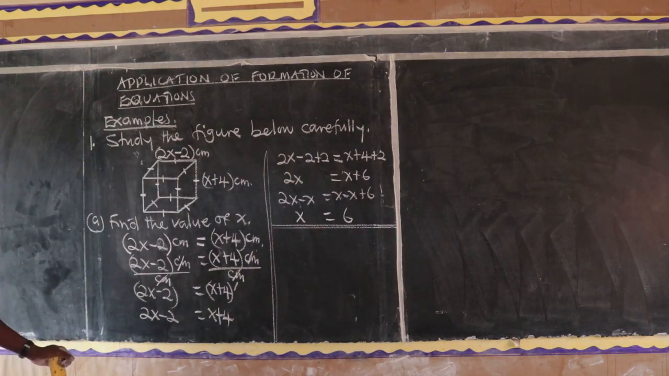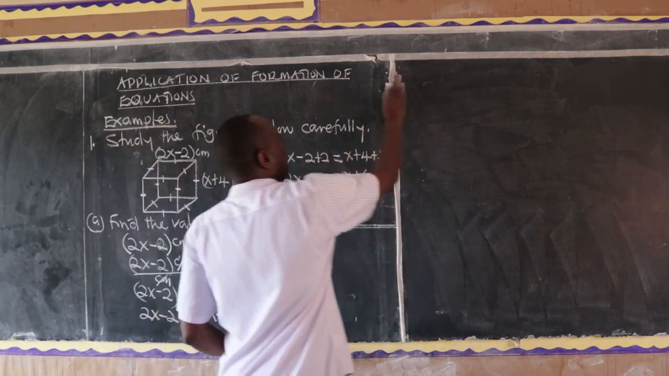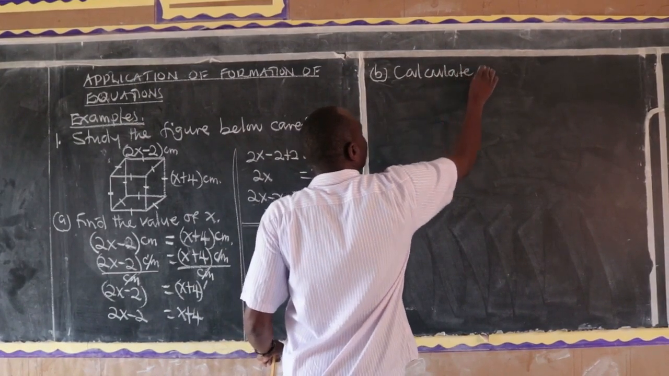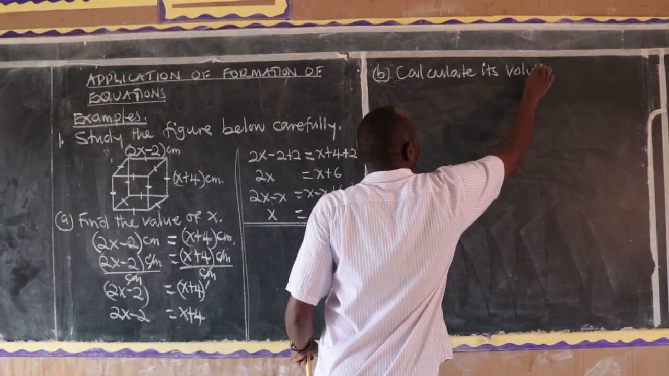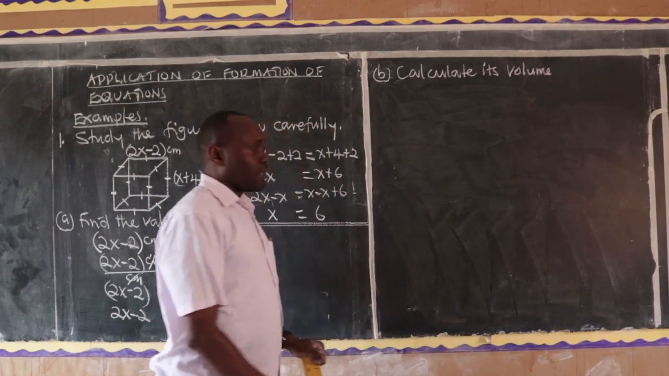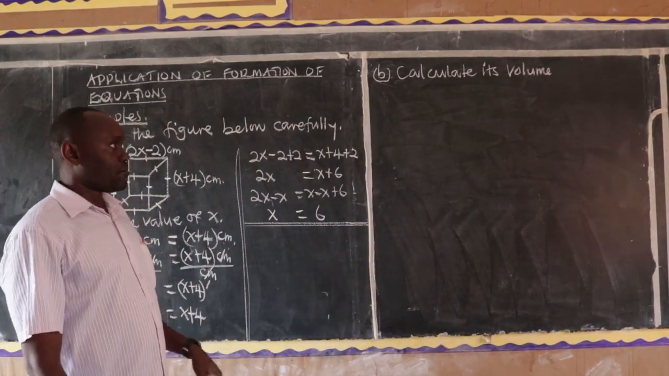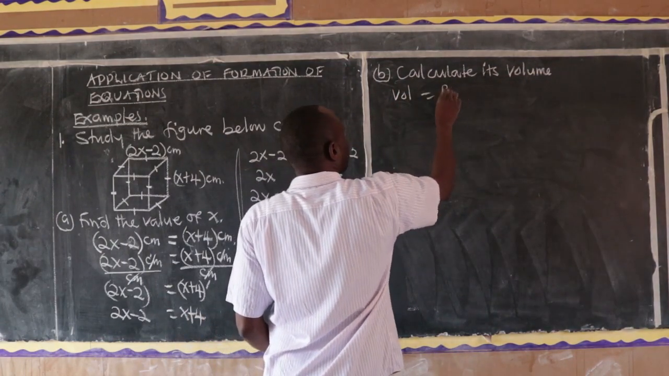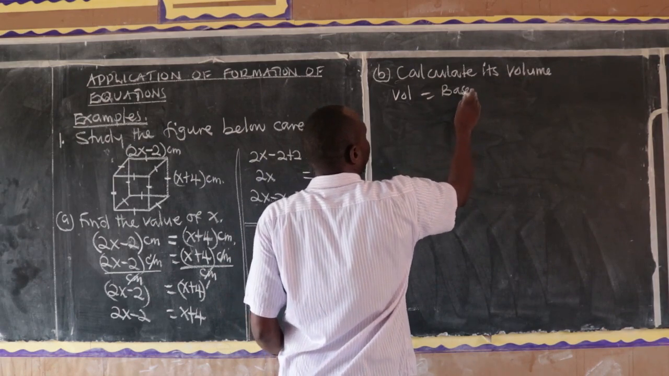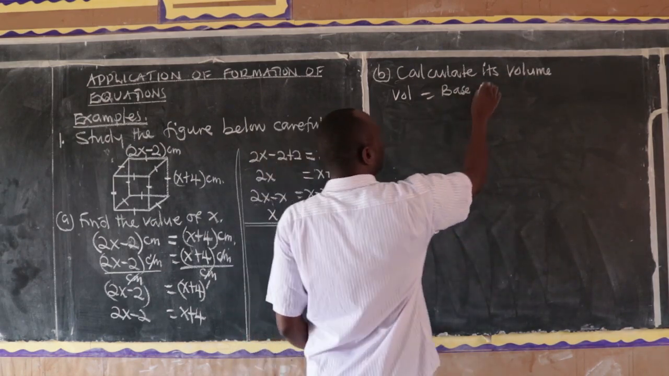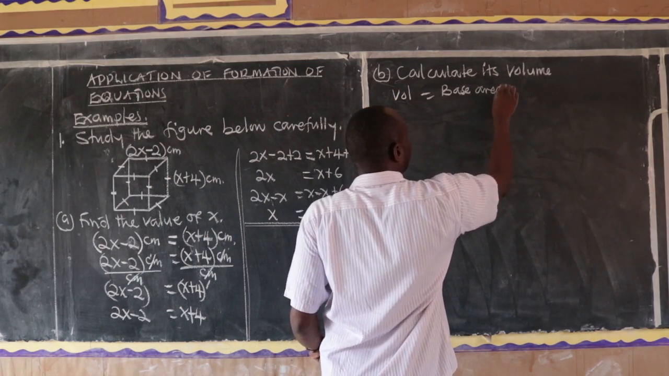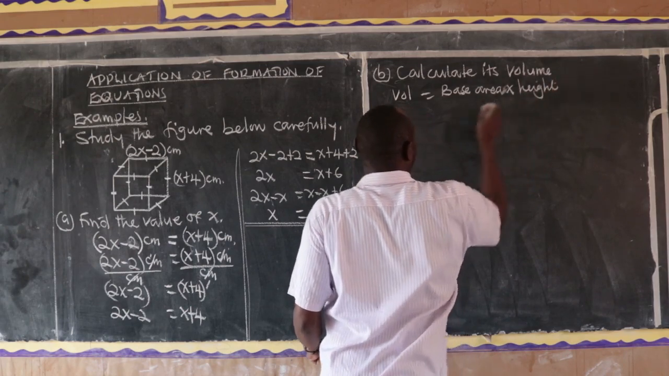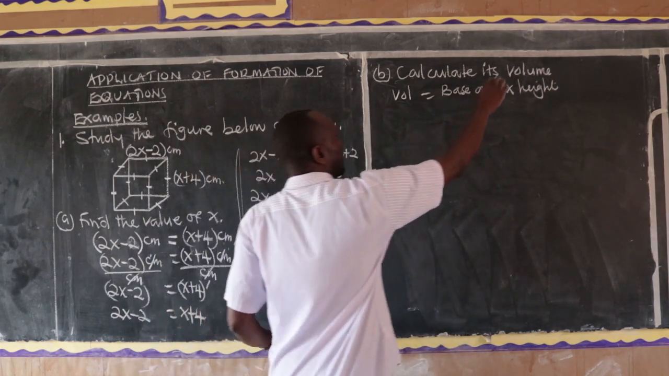Then our question B, you can be asked to calculate its volume. Calculate its volume. Remember we said that volume equals the base area times the height. The base area times the height.